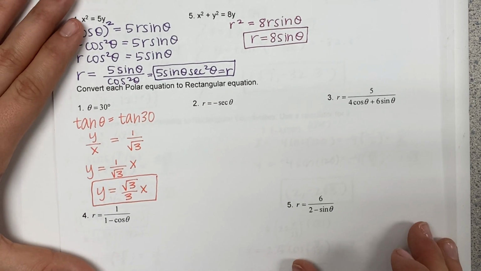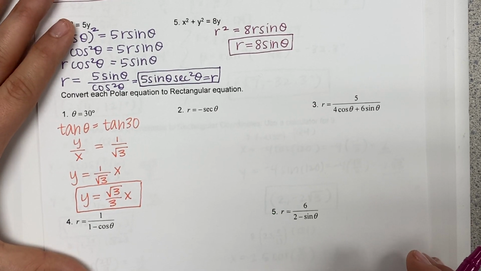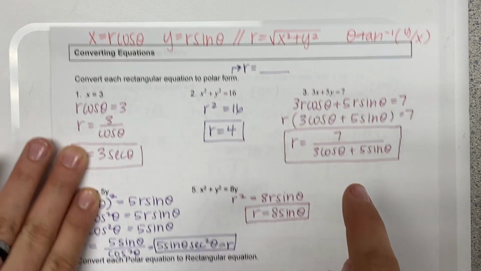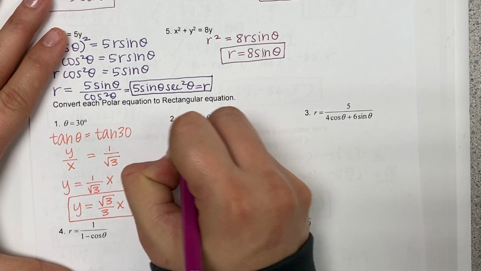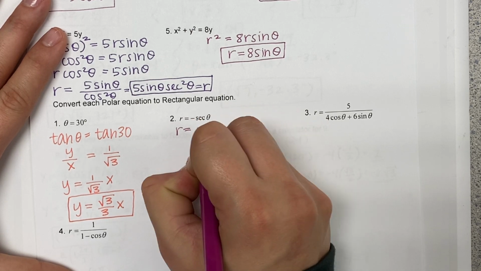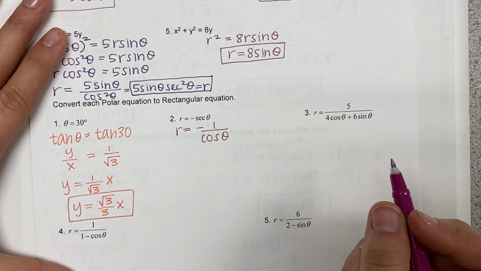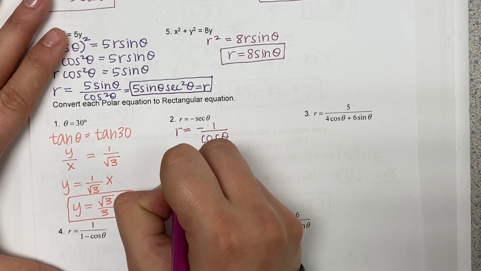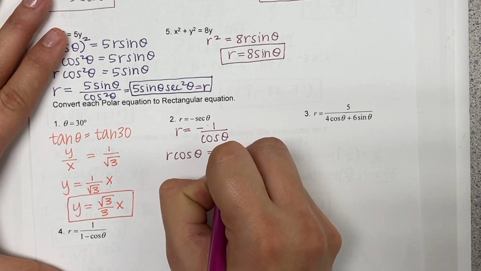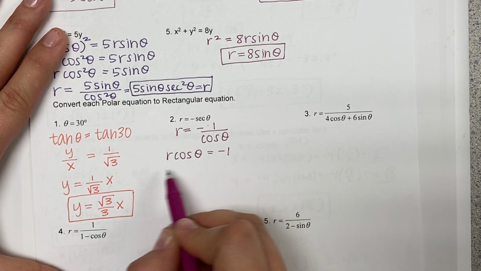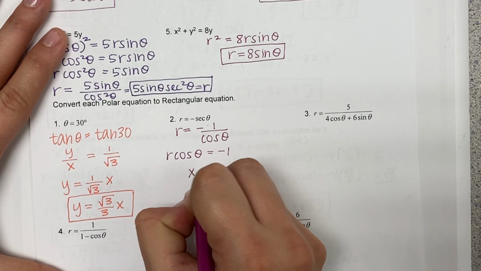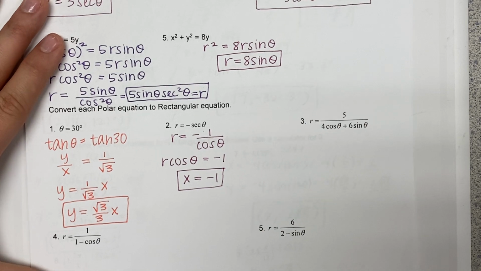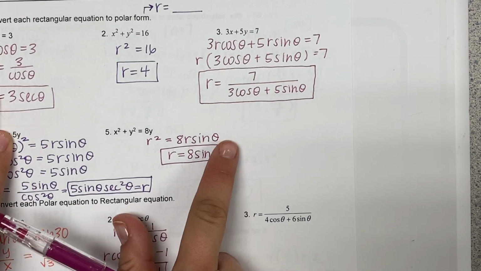Okay, number 2. R is negative secant theta. Well, there are no inverse trig functions here, so I'm going to change secant back into cosine. And now I'm going to multiply by cosine. And now I notice that r cosine theta is just x. Cool.